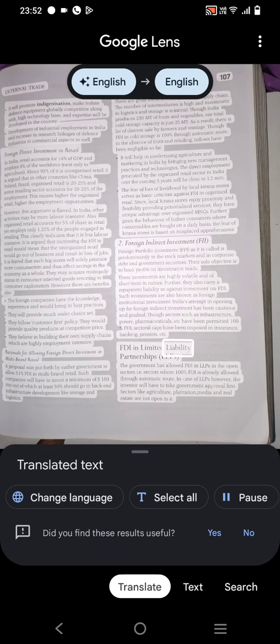FDI in limited liability partnerships, LLPs. The government has allowed FDI in LLPs in the open sectors, i.e. sectors where 100% FDI is already allowed through the automatic route. In case of LLPs, however, the investor will have to take government approval first. Sectors like agriculture, plantation, media and real estate are not open to it.